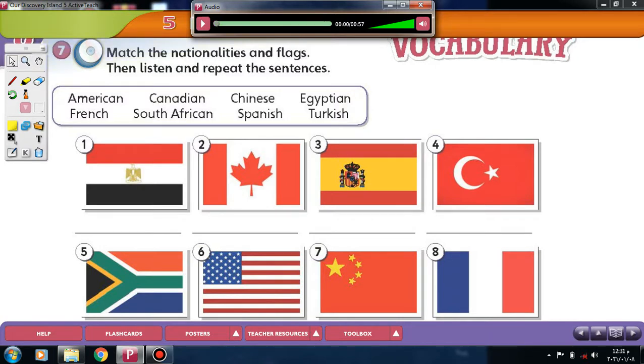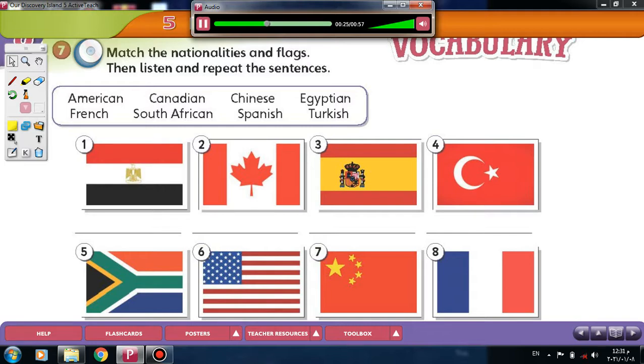Okay, I'll let you listen to it again. Page 58, Unit 5, Lesson 3, Activity 7. Match the nationalities and flags. Then listen and repeat the sentences. 1, It's the Egyptian flag. So please write one, Egyptian. Okay? 2, It's the Canadian flag. 2, Canadian.